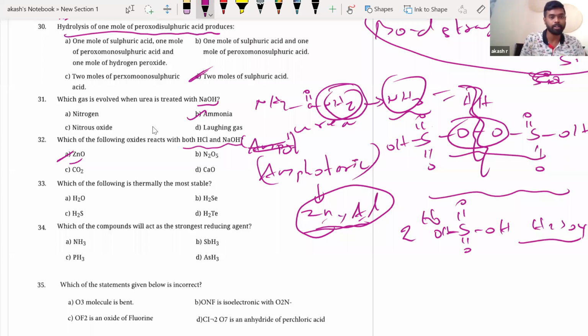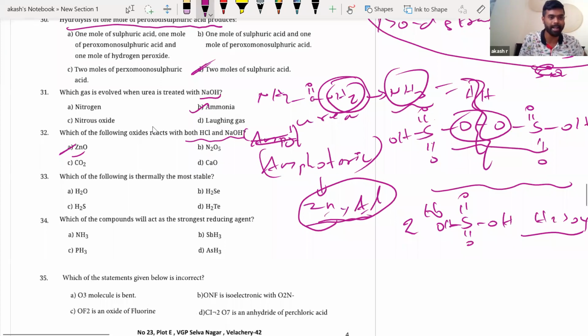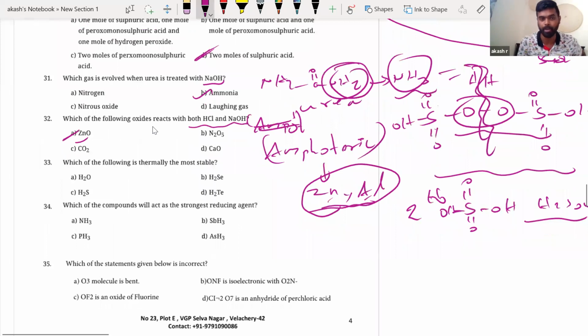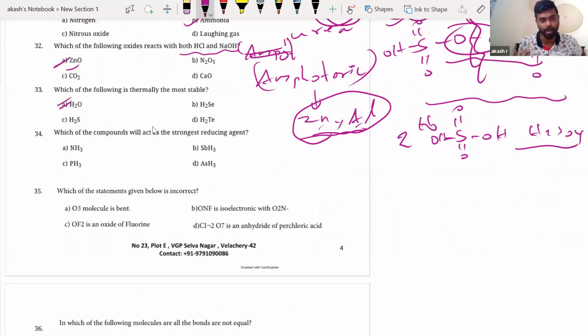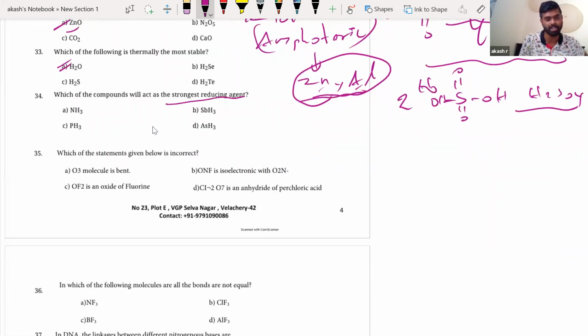Next. Which of the following is thermally most stable? I think I've already answered this question. H2O is the most stable because it has the highest bond strength, or highest bond enthalpy. Next. Which of the following will act as the strongest reducing agent?